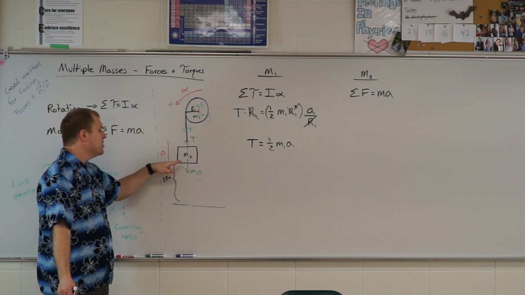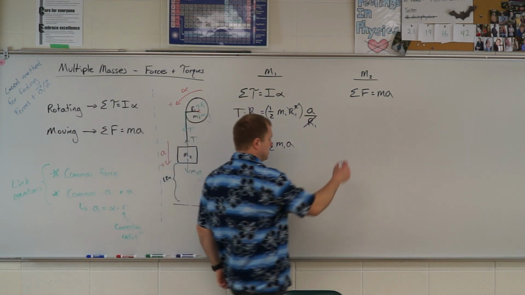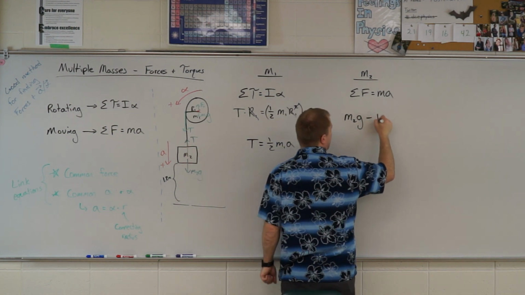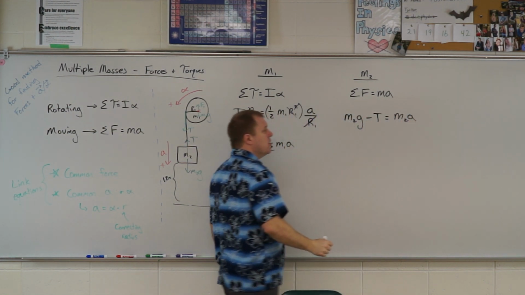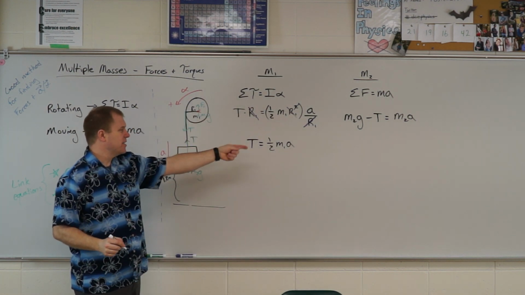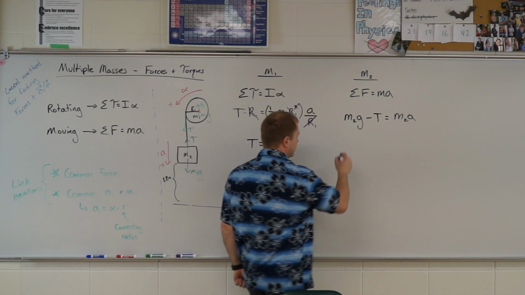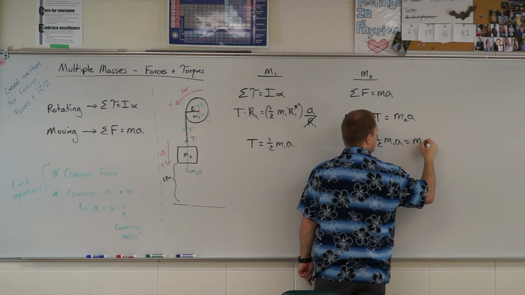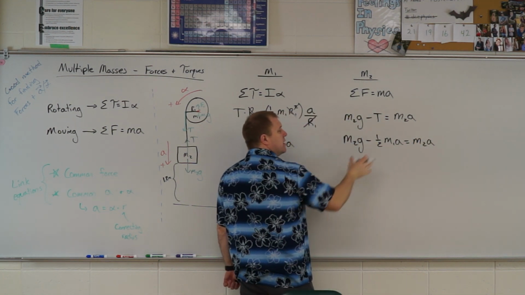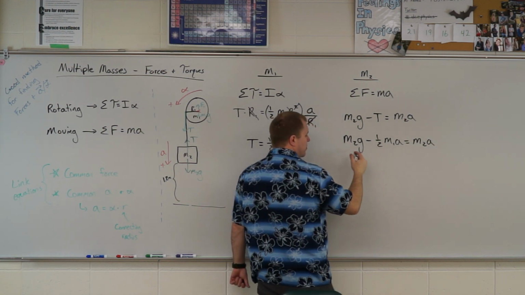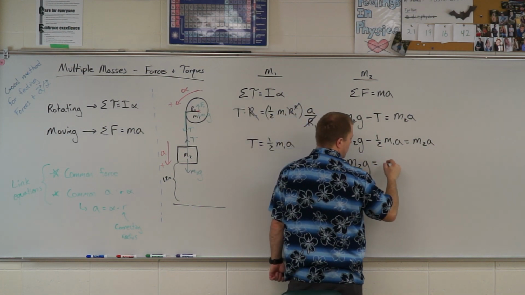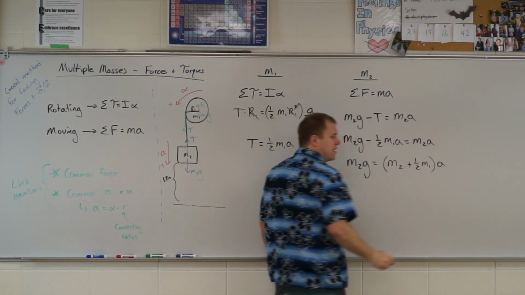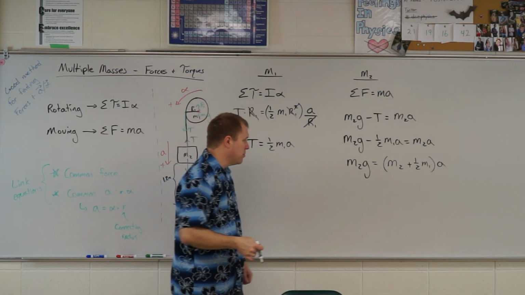Let's build that. The sum of the forces is going to cause M2 to accelerate, with down as my positive direction. So I have M2g minus tension equals M2 A. We are trying to solve for A, but I have two unknowns, tension and acceleration, so I substitute in. I have M2g minus 1/2 M1 A equals M2 A. Move the 1/2 M1 A over and factor out an A, so M2g equals A times M2 plus 1/2 M1. Now it's up to us to divide it over and plug in our numbers.